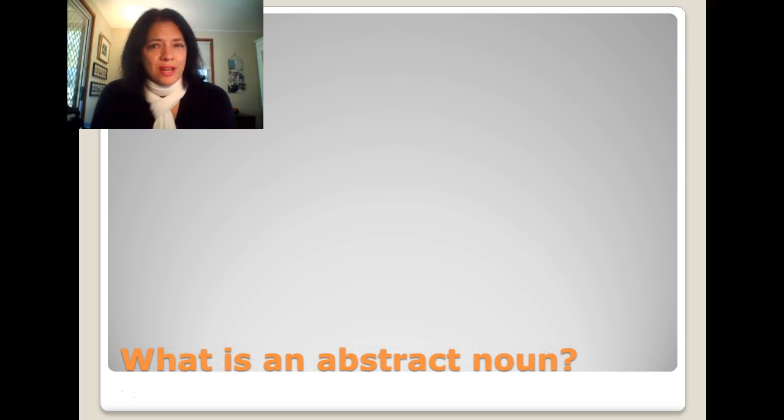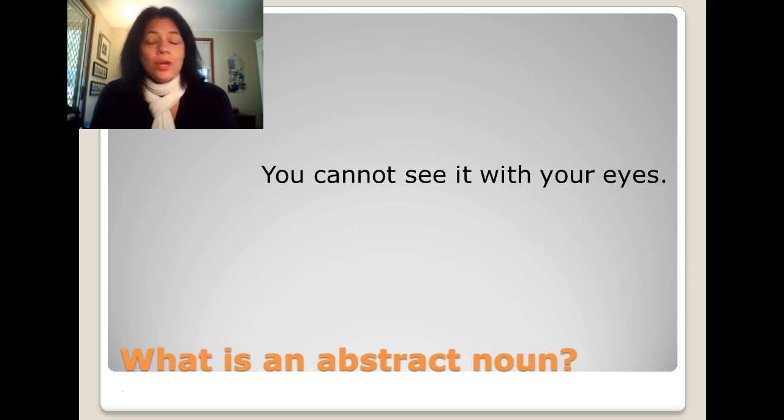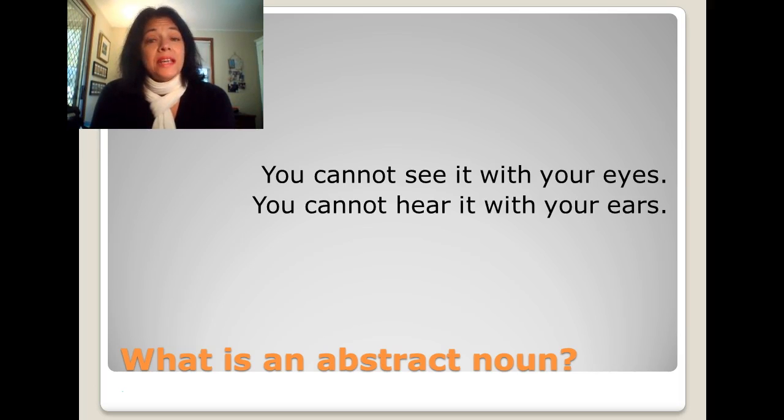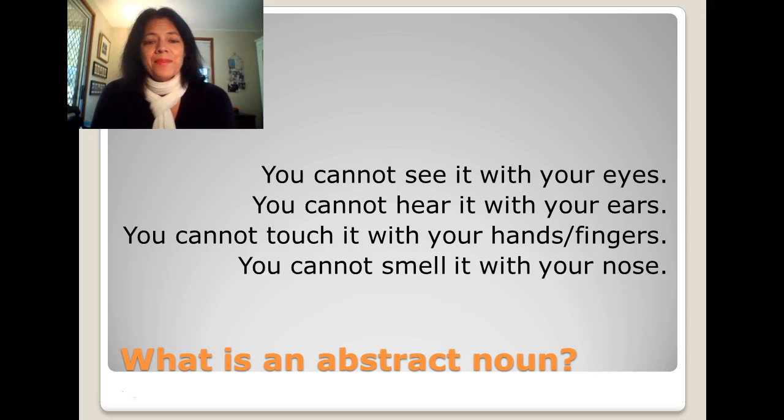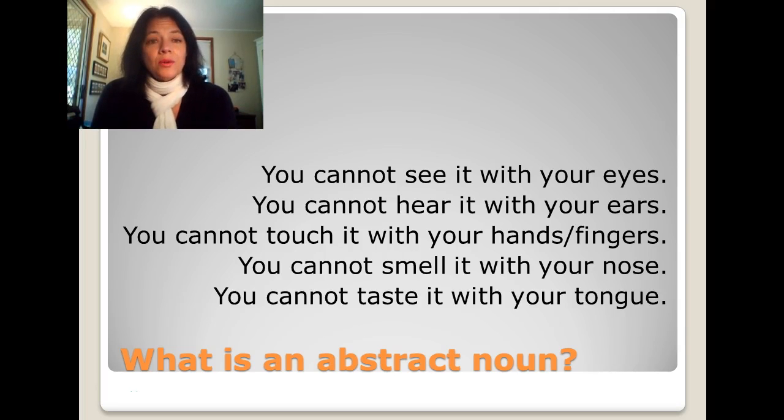So what is an abstract noun? Well, it's the opposite of a concrete noun because you cannot see it with your eyes. You cannot hear it with your ears. You cannot touch it with your hands or fingers. You cannot smell it with your nose. And you cannot taste it with your tongue. Those are concrete nouns. Abstract nouns are more difficult to define.